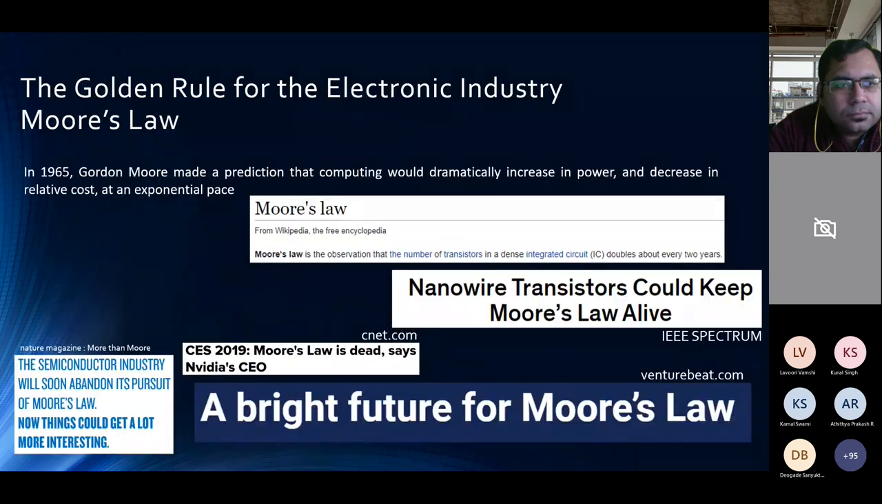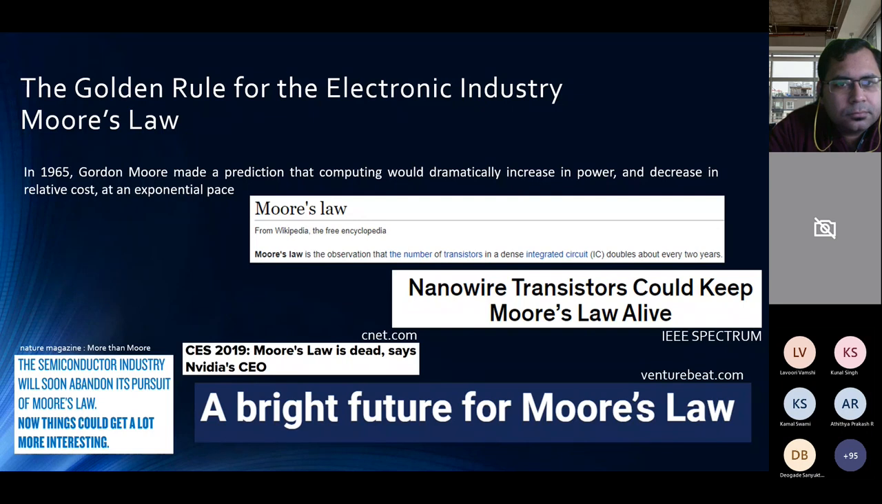All right. So what is the golden rule of the electronic industry, right? It's Moore's law. Moore's law is what drives the electronic industry. We have seen tremendous growth in the electronic industry over the last 5 decades, starting from the 70s and 80s and all the way through what we are seeing right now.